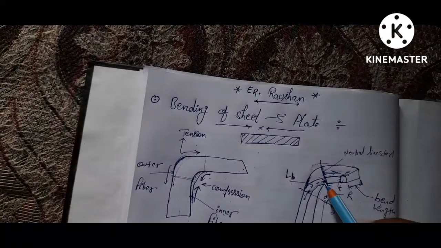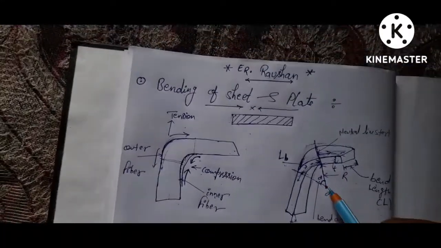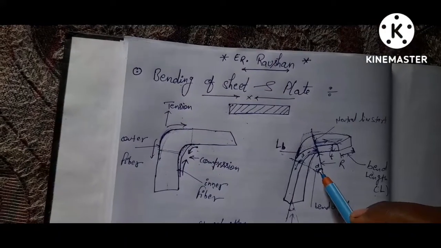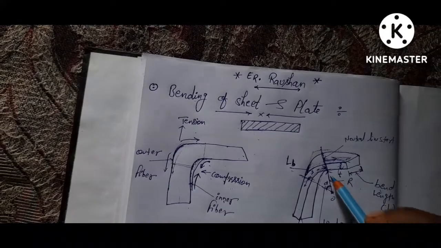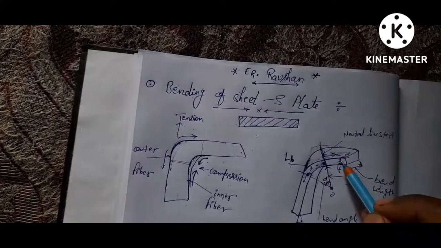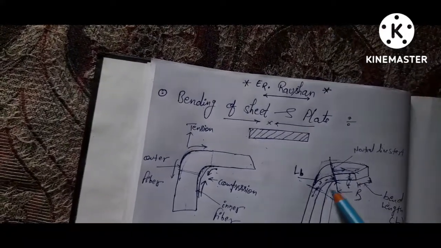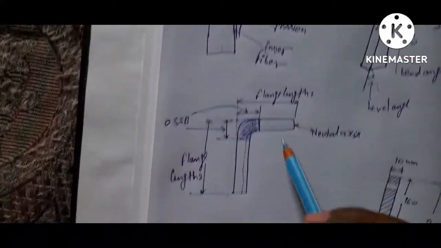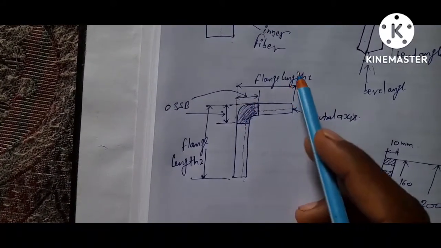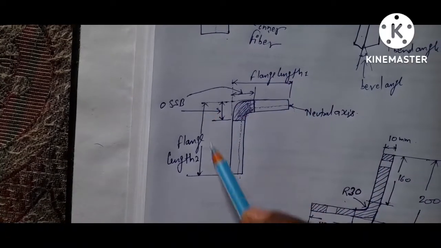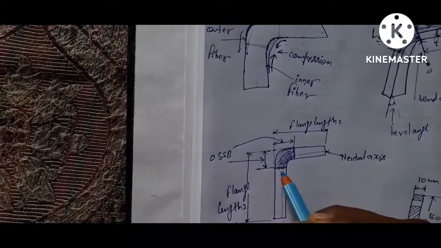The distance from this neutral line to this neutral line is known as bend allowance, and angle alpha is known as the bend angle. Alpha is the bend angle, and this distance from the center is known as the bend radius, and this is the plate thickness. Friends, this line also has a neutral axis in this section. This total length is known as flange length, and this is also the total flange length. This is a neutral line from this to this.